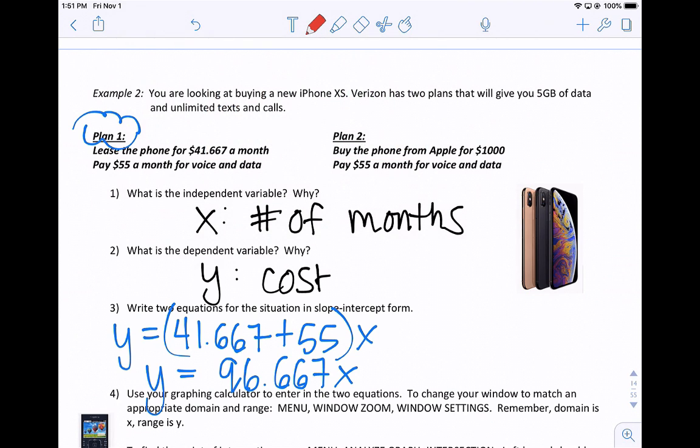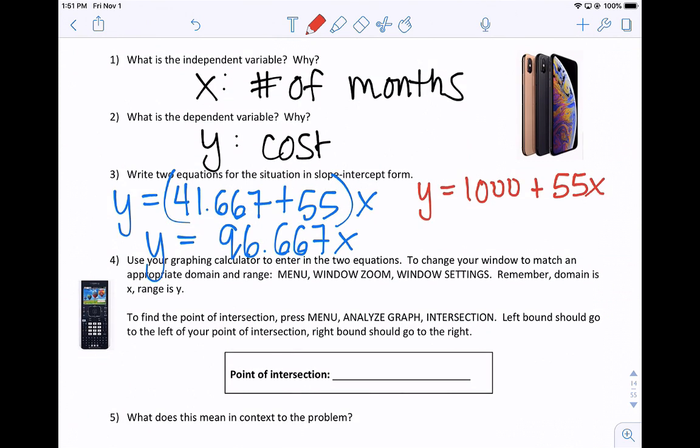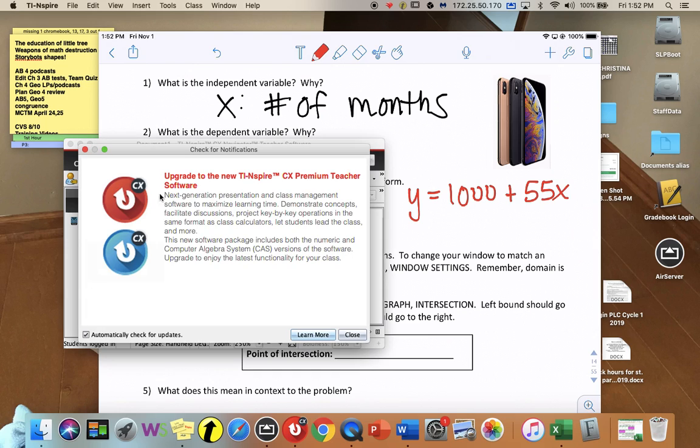Plan 2, we would buy the phone. So we do have a y-intercept here, $1,000 at first, and we pay $55 a month. So the question is, which is cheaper, paying $96 and about 67 cents a month, or paying that $1,000 up front, but then it's cheaper at $55 per month? Okay, so again, we could graph this and see the point of intersection, talk about it. But let's use our graphing calculator. So this gives you the steps to do it right here.